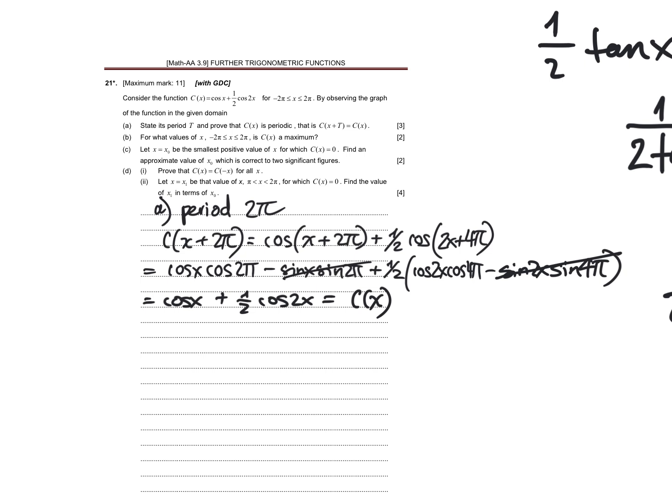All right, so that's A. Now B, for what values is c a maximum? Well, it's going to be at negative 2 pi and 2 pi and 0. Oops. C, let x0 be the smallest positive value of x for which c at x equals 0. Find an approximate value of x0, correct to one decimal place. So just do the zero on the graphing calculator. It's 1.2.